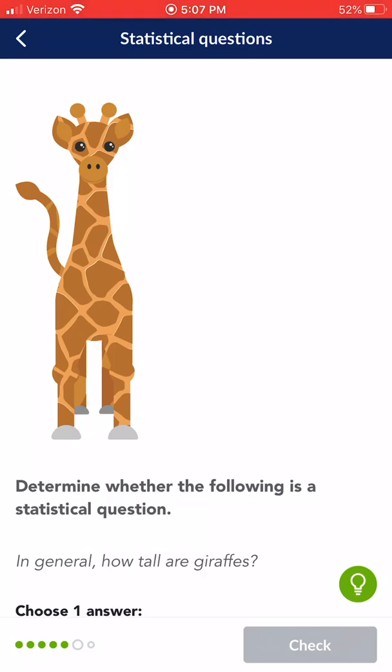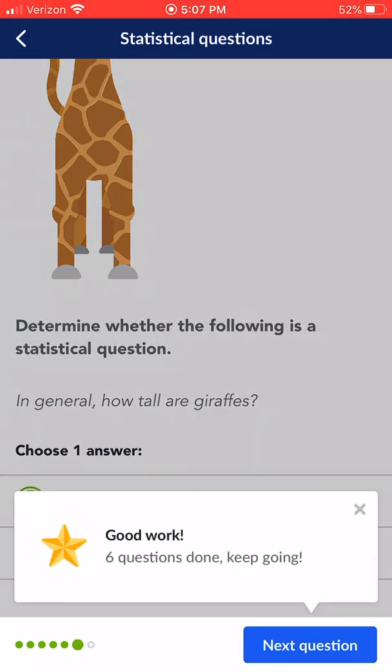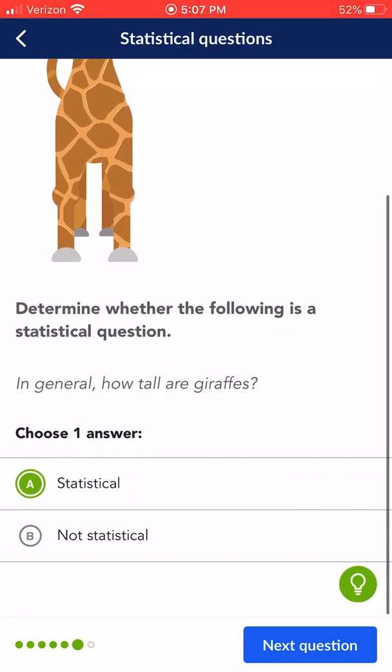Next question. Determine whether the following is a statistical question. In general, how tall are giraffes? Choose one answer. Now, again, these sometimes take a little bit of thought. So they're basing that on collecting data on lots of different giraffes, and it's asking generally. So I'm going to say it's statistical. Good work. Wow, 6 for 6. 100%. Let's see if I can get to the last one.